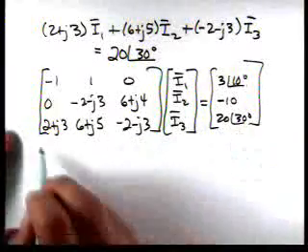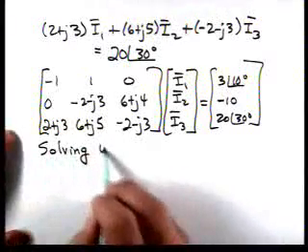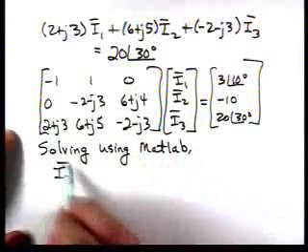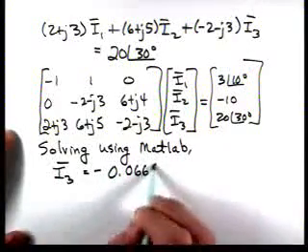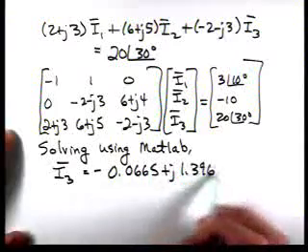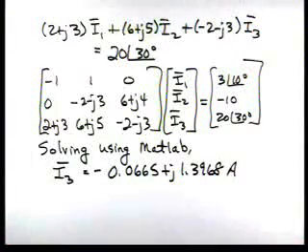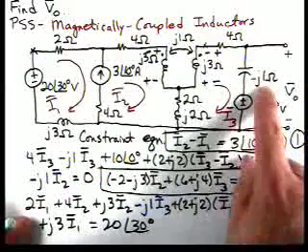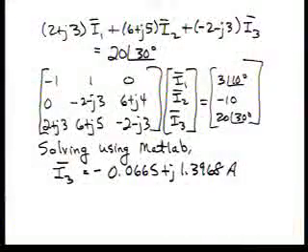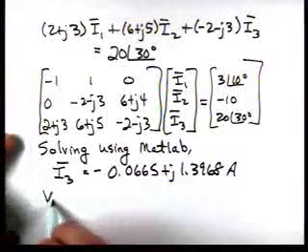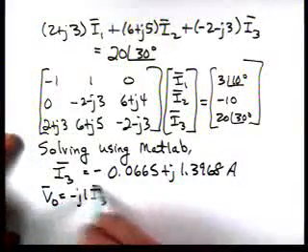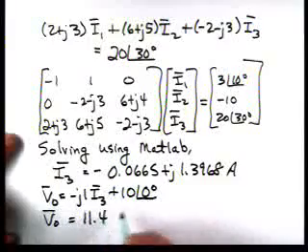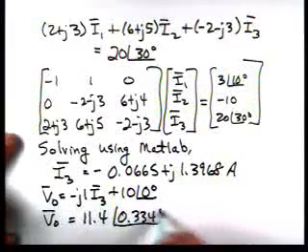So, okay, solving using MATLAB, we only need I3. I3 is minus 0.0665 plus J 1.3968. And if we look back at our circuit, we can see that V0 is a voltage across this element and this element, so it'll be minus J1 times I3 plus 10. So V0 is minus J1 times I3 plus 10, and V0 turns out to be 11.4 at an angle of 0.334 degrees volts.